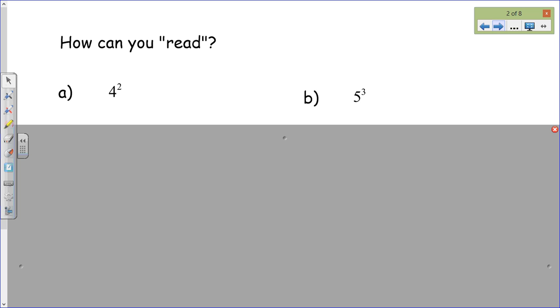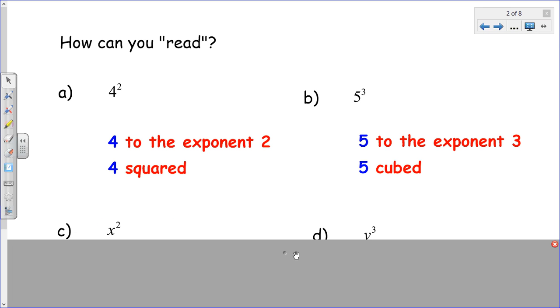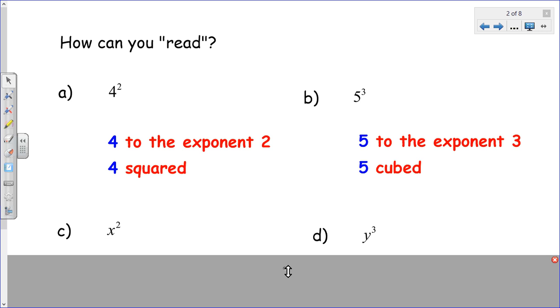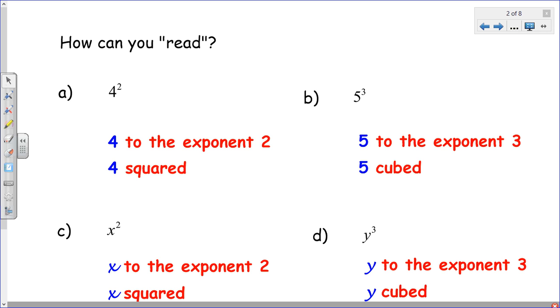In part B, it's read 5 to the exponent 3, or 5 cubed. In C, it's still the same thing, even though the base is now a letter. It's read as x squared, or x to the exponent 2. And D is y cubed, or y to the exponent 3.